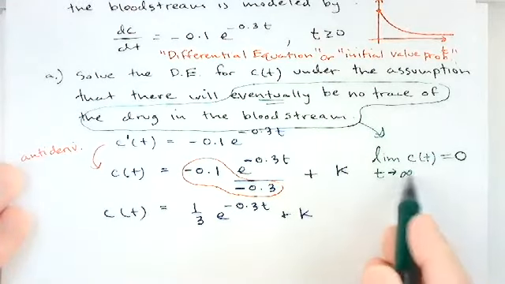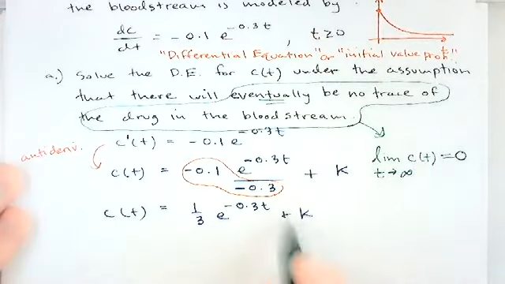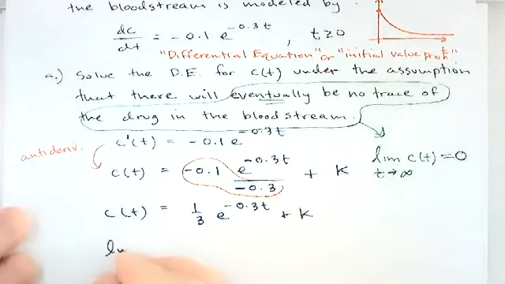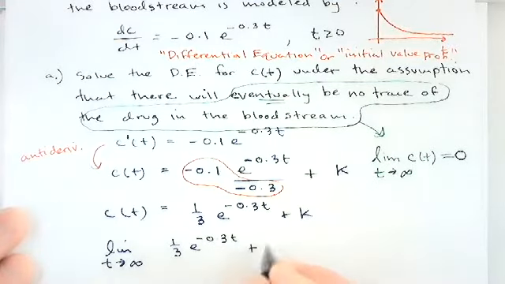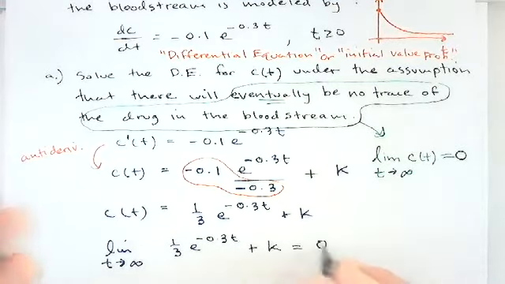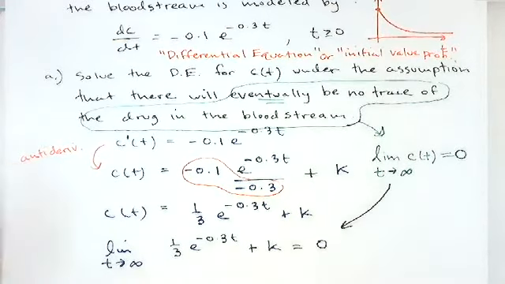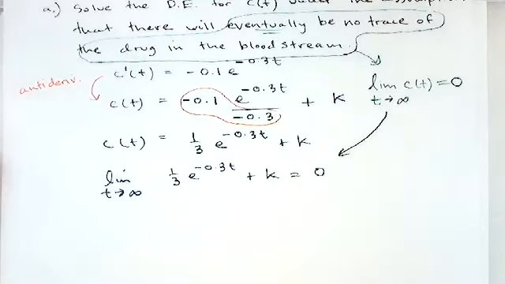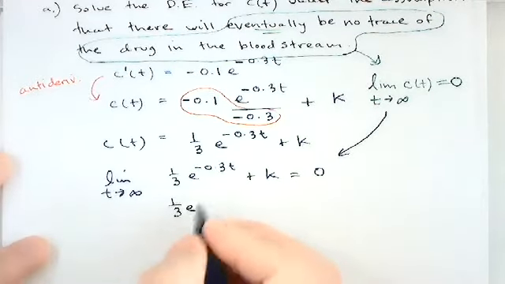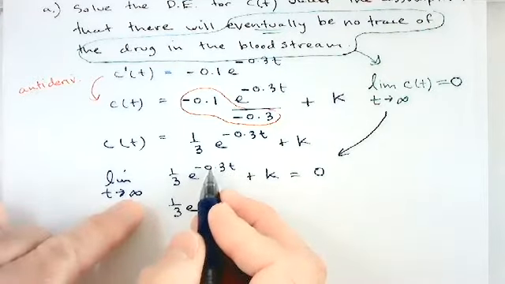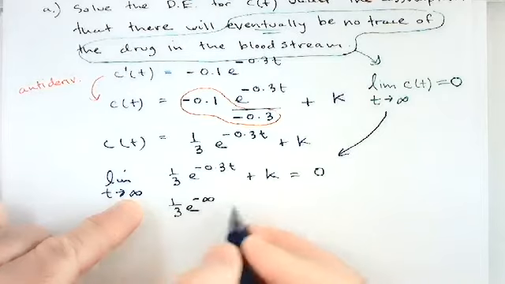Okay. So we could now use this information to solve for that constant. Because I could now say, all right, now that I know this, if I took the limit as t goes to infinity of c of t, which was 1/3 e to the negative 0.3 t plus k, I'm supposed to end up getting 0. Well, how do we do these limits? We plug them in. So this is going to be 1/3 e. If I put in infinity and multiply it by negative 0.3, that's going to turn into negative infinity.